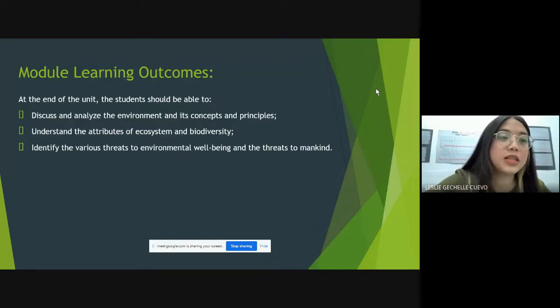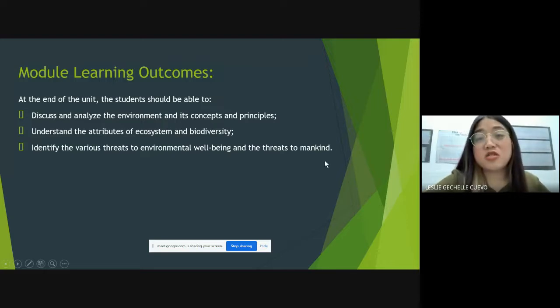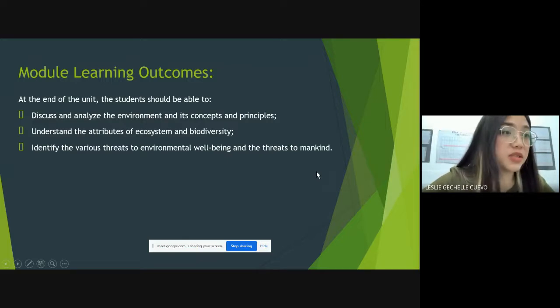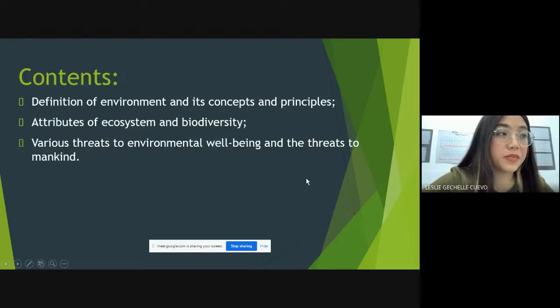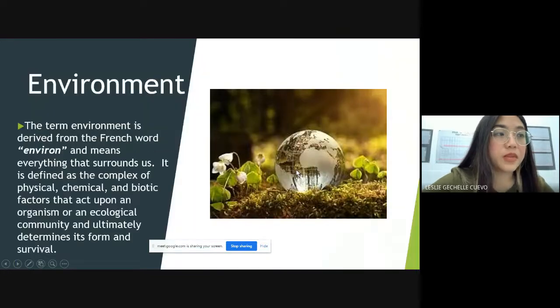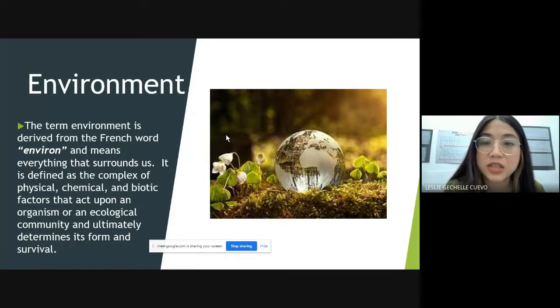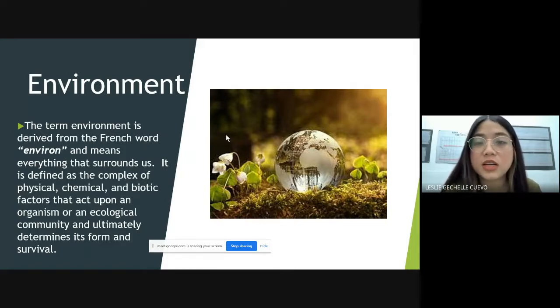So, basically, introduction siya sa environmental laws, environmental crimes. Okay, so let us define environment first. The term environment is derived from the French word environ and means everything that surrounds us. It is defined as the complex of physical, chemical, and biotic factors that act upon an organism or an ecological community and ultimately determines its form and survival.